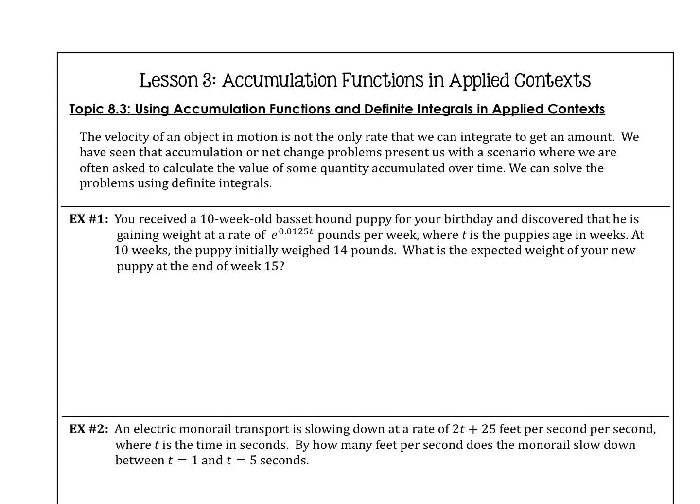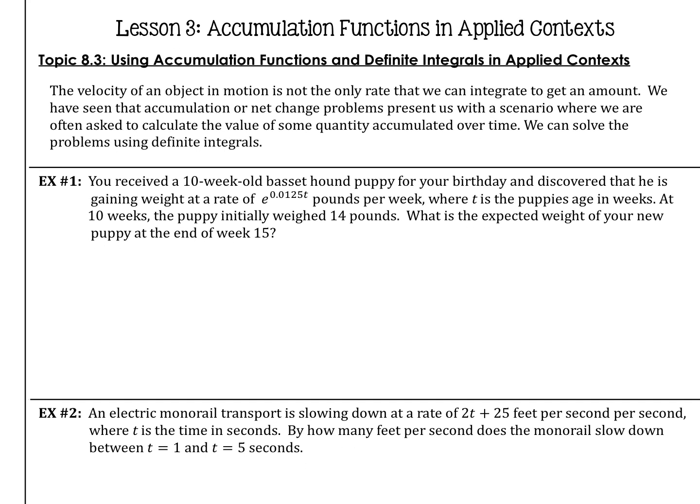Okay? So this first part here, we're just given some examples and we need to answer what the question is asking us. So example 1 says, we have a 10-week-old Basset Hound puppy, and he is gaining weight at this rate, in pounds per week, where t is the puppy's age in weeks. At 10 weeks, the puppy initially weighed 14 pounds. So what is the expected weight of your new puppy going to be at the end of week 15?